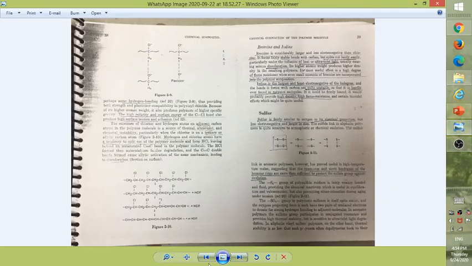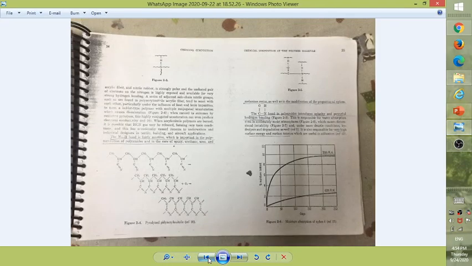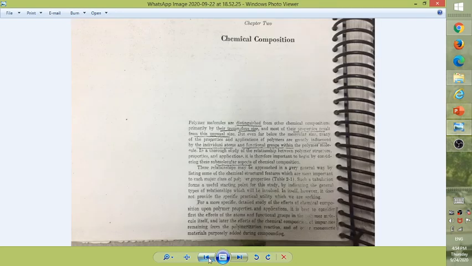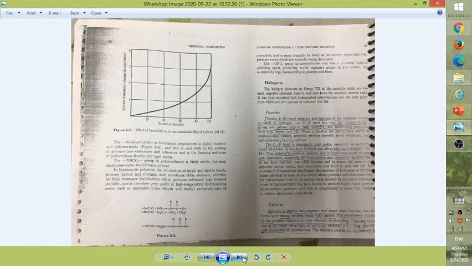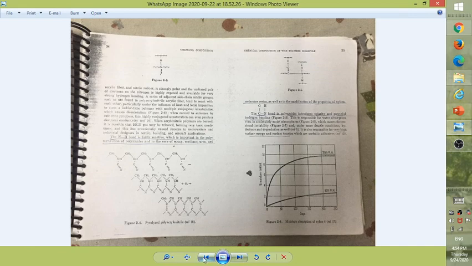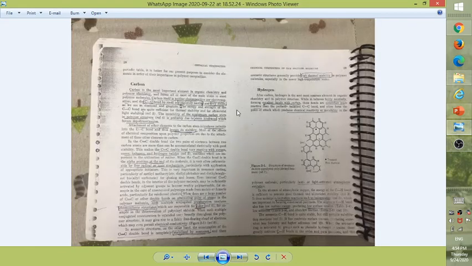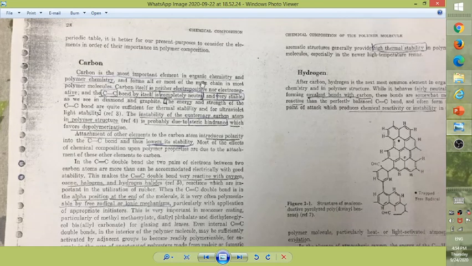Okay class, today we will see the chemical composition of polymer molecule. I have already explained you the introduction part. So let's jump to carbon. As we all know, carbon is the most important element in organic chemistry and polymer chemistry and forms all or most of the main chain in most polymers. Each and every polymer you see, it will have carbon in its backbone chain.